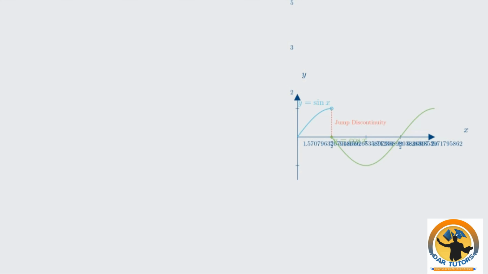Let's look at the graph to understand this visually. The graph of sine x approaches the point pi over 2, 1 from the left. The graph of cosine x starts at the point pi over 2, 0, and goes to the right. There is a clear jump discontinuity at x equals pi over 2. This example again demonstrates that a function must be continuous to be differentiable. The jump in the graph prevents a single tangent line from being defined.